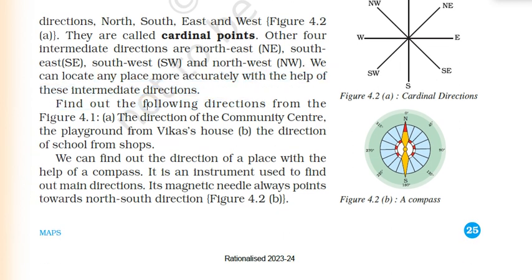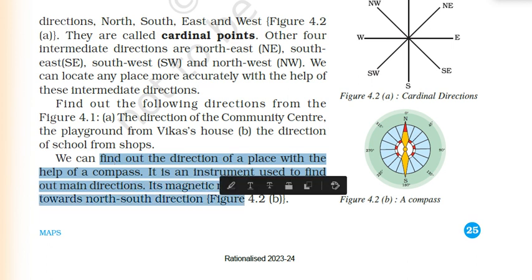Find out the following directions from figure 4.1. A. The direction of the community center and playground from Vikas's house. B. The direction of the school from the shops. We can find out the direction of a place with the help of a compass. It is an instrument used to find out main directions. Its magnetic needle always points in the north-south direction.